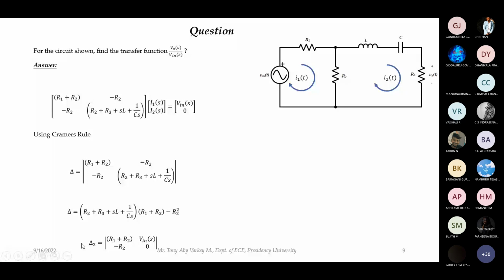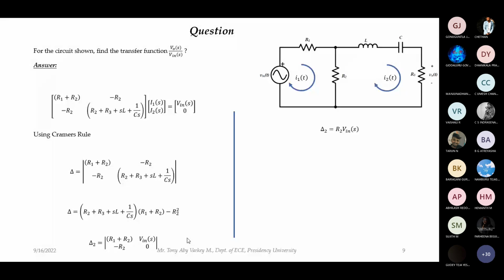So what is the delta 2 value? It is a symbolic value. Can you tell me quickly? Minus R2 into V in, plus minus R2 into V naught. Plus, because minus into minus is plus. So finally you will get R2 into V in of S.